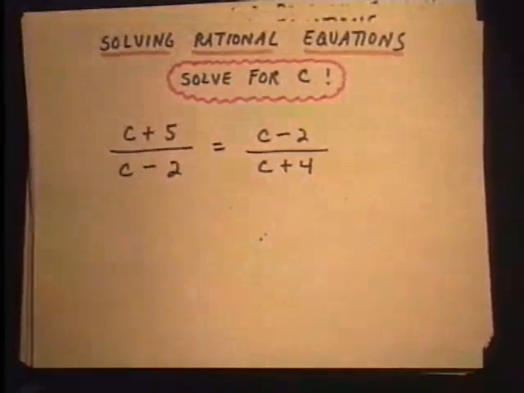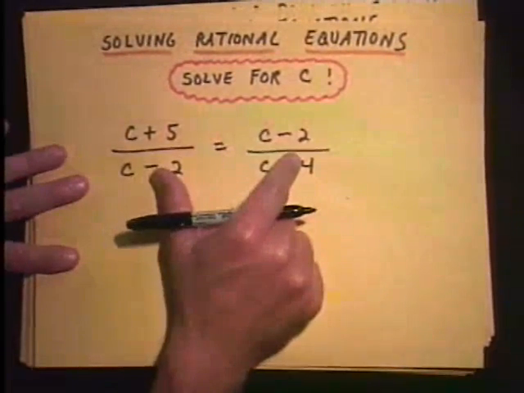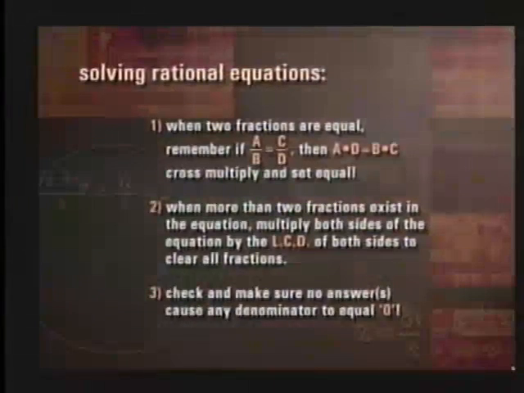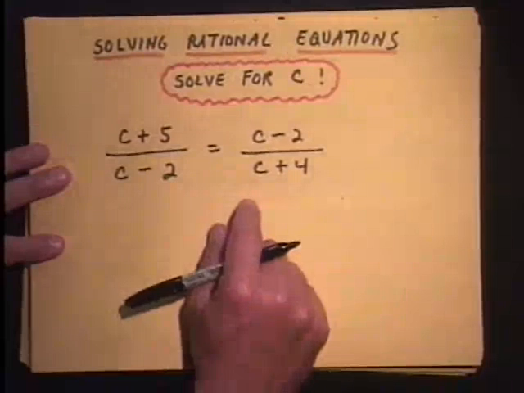Now, in this example, notice we only have two fractions set equal to each other. So let's go back to that graphic one more time here. And notice in step 1 there, when two fractions are equal, we can just take the cross products, multiply, and set them equal. All right, when you just have A over B equals C over D. And the other ones we had more than one thing to deal with, so let's go back and look at this case.